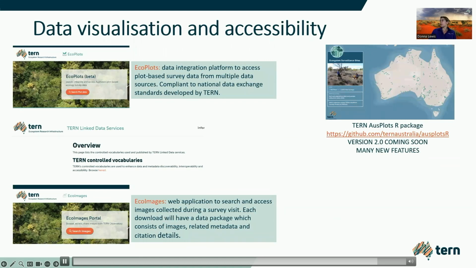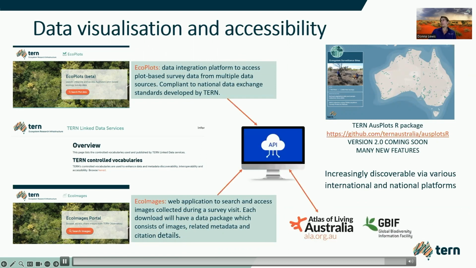We can't forget about the TERN AusPlots R package. There's a version 2 coming soon with many new features. Make sure you check that out. And we're making our information discoverable through international and national platforms using APIs.